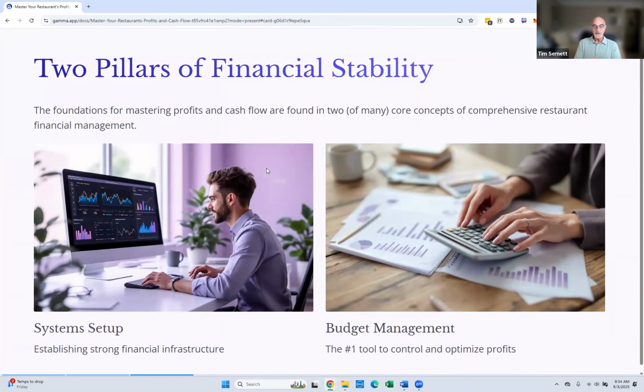There are two pillars to financial stability. The foundations for mastering profits and cash flow are found in two of many core concepts of comprehensive restaurant financial management. The two pillars are having the proper systems in place to correctly measure the right things so that you can pull the right levers in your restaurant, and then budget management, creating a budget, which in my view is a little bit of a derogatory term. Think of it more as your master financial plan for your restaurant. That's what the budget is.